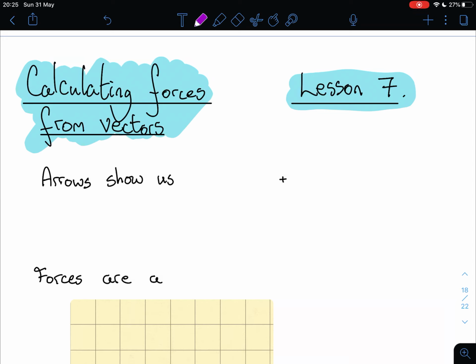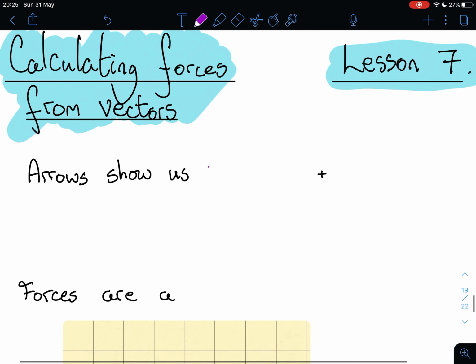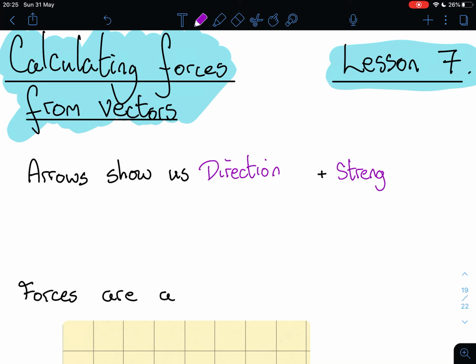Lesson 7, Calculating Forces from Vectors. So far we've been looking at forces, and we see that force arrows show us two things about forces. They show us the direction of travel, and they show us the strength of the force, the magnitude of the force. We've been doing that since year 8.